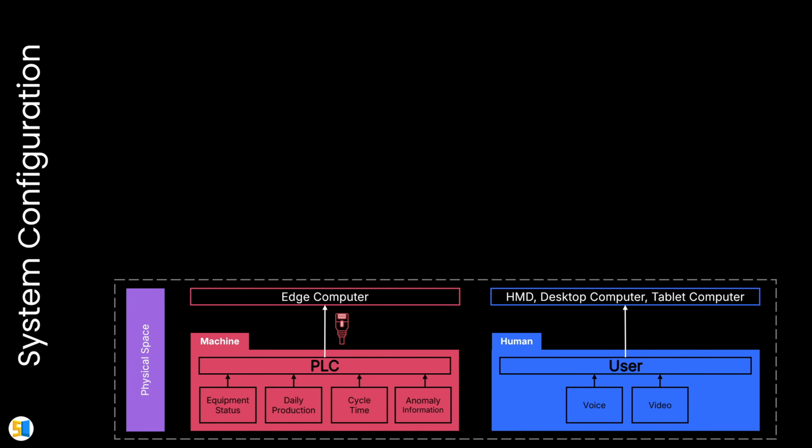Additionally, factory personnel can provide operational information via voice and video data using HMDs, or head-mounted displays, desktop computers, tablet computers, or other supported devices.